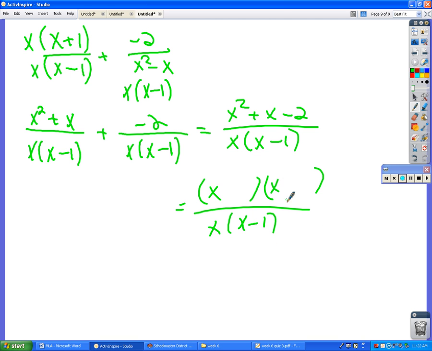x plus 2, plus 2 over x minus 1. And that means the x minus 1's cancel. Plus 2 over x, 2 over x. Okay? That one wasn't too bad. A little bit better that time?